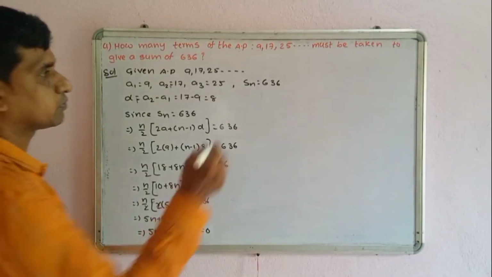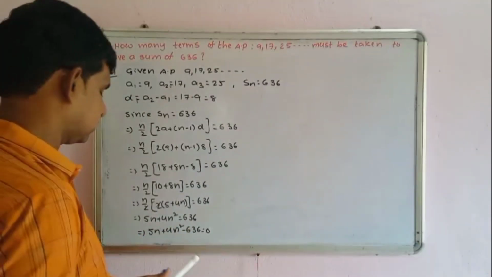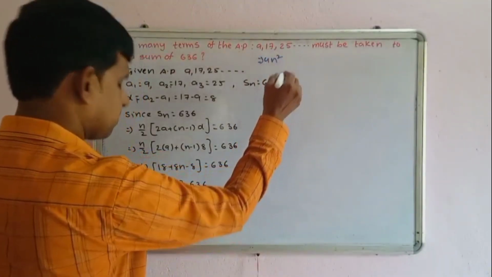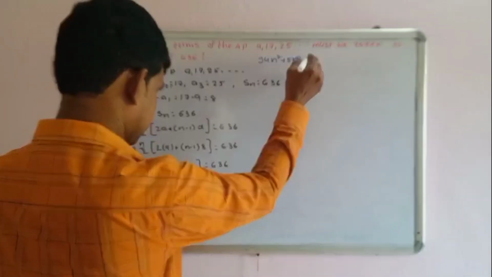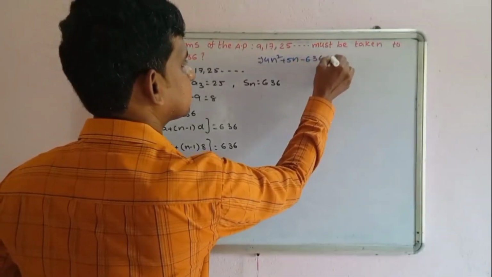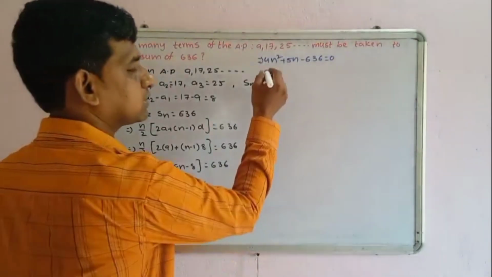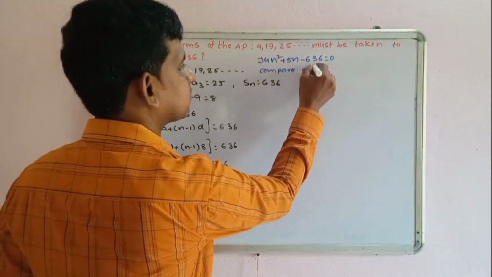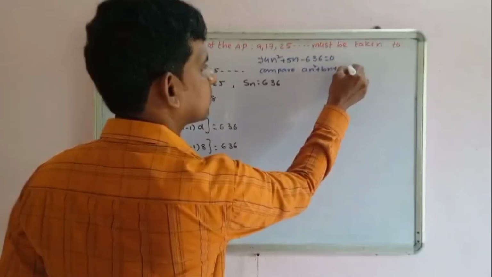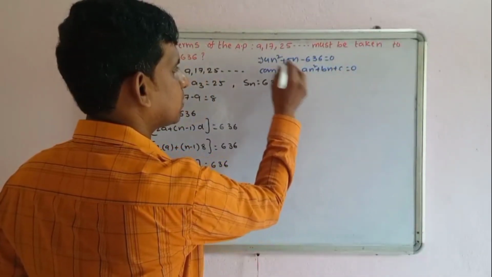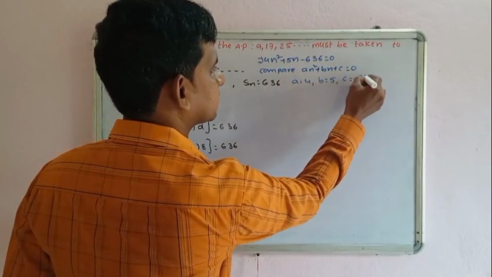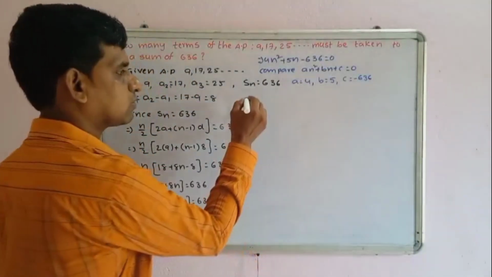Now write in proper order. So 4n square plus 5n minus 636 equals 0. Compare this equation with the quadratic equation a n square plus b n plus c equals 0, where a equals how much? 4. b equals 5. c equals minus 636. Okay, what is the quadratic formula?